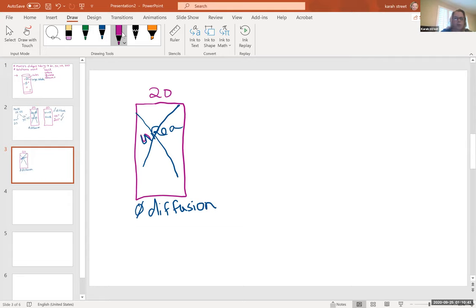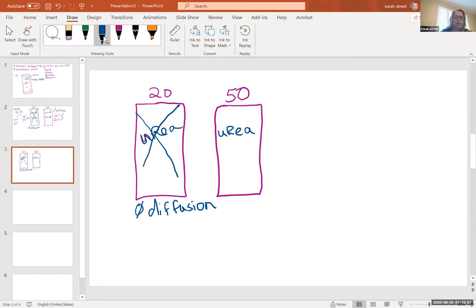Now, we did not do a molecular weight cutoff of 50. We weren't asked to do that for some silly, stupid reason. But if you had been asked to do that, you would have seen that urea would not have moved with a molecular weight cutoff of 50.